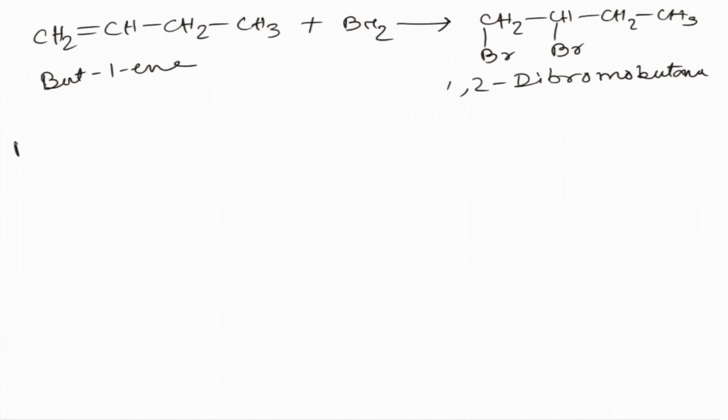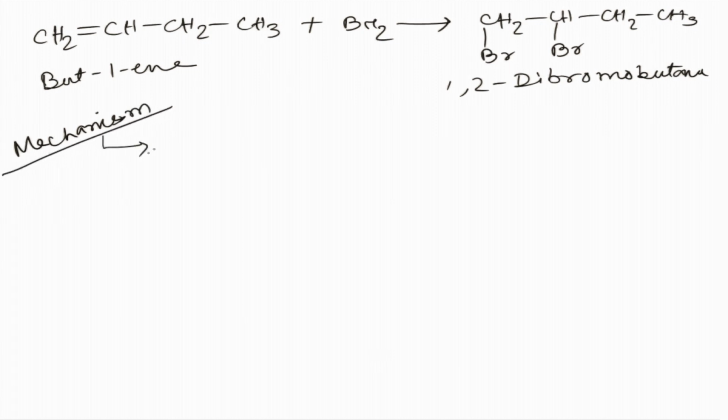We have studied about the hydrogenation of alkenes and we have started halogenation of alkenes. We had seen some examples in the last lecture. Now we will study about its mechanism. Mechanism of halogenation of alkenes.